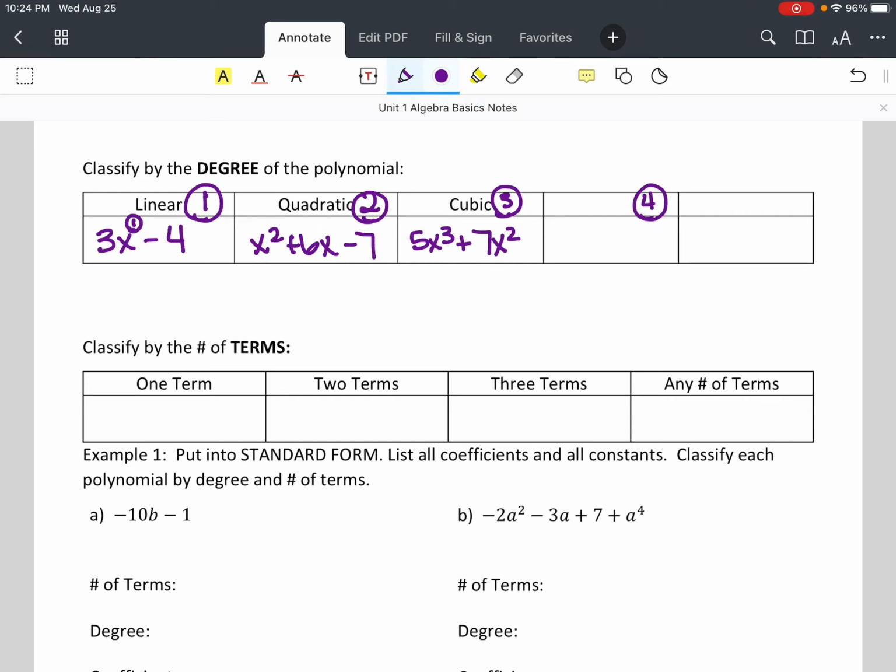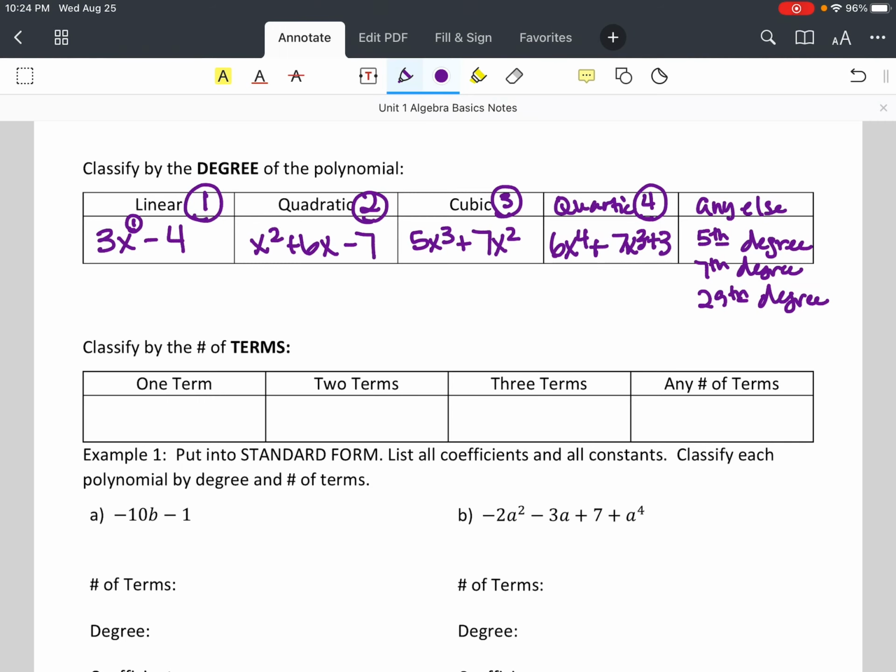Our fourth degree polynomials are called quartics. And this would be 6x to the fourth plus 7x cubed plus 8. For the purpose of this course, anything higher, we're just going to call whatever degree it is. So we could have a 5th degree, or a 7th degree, or even a 29th degree.